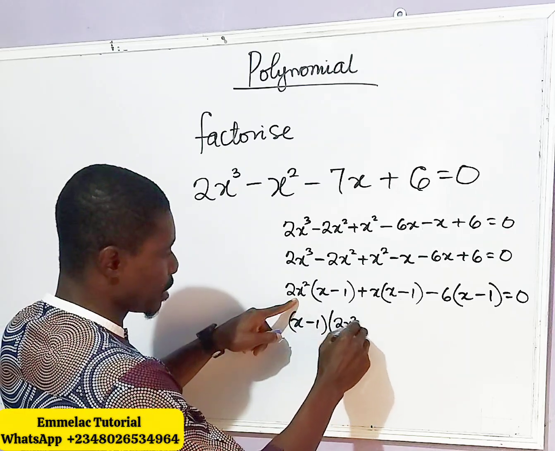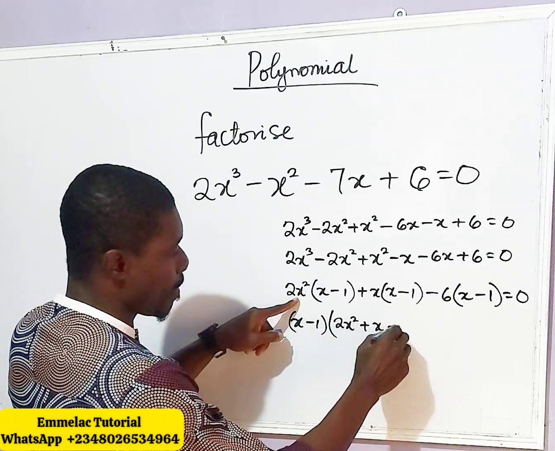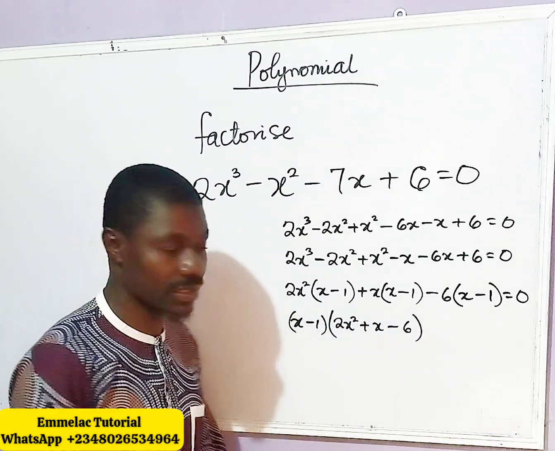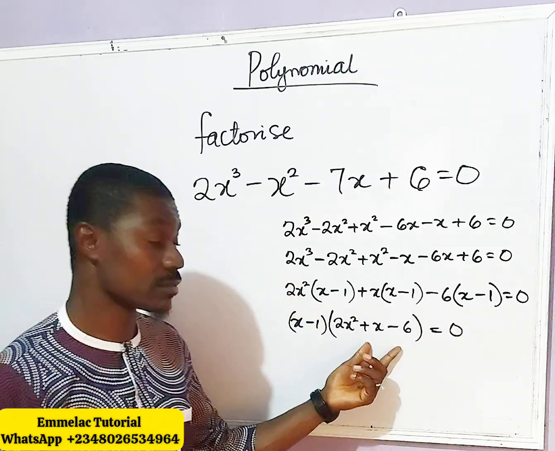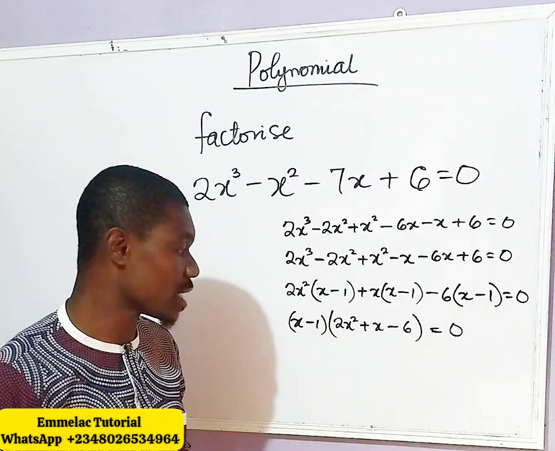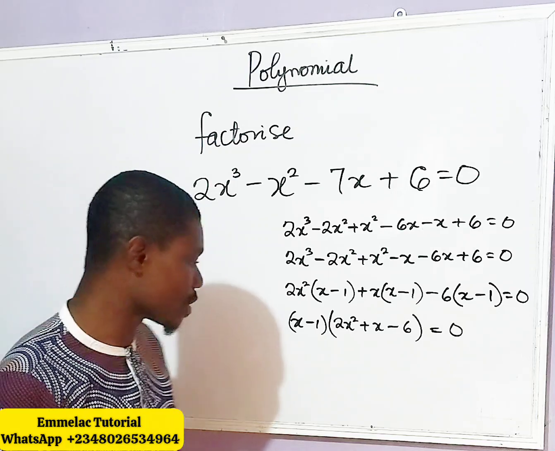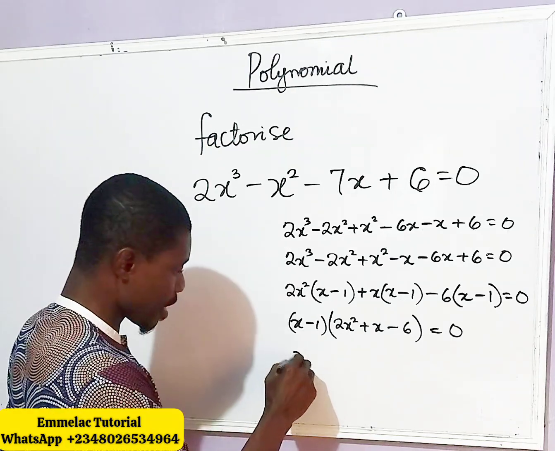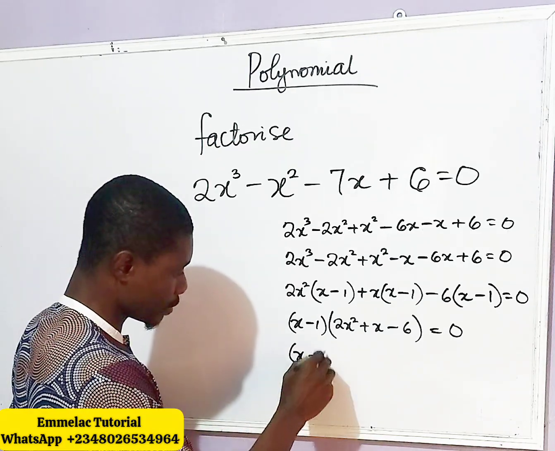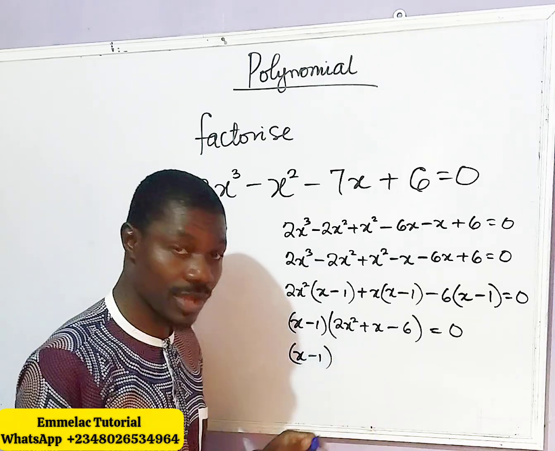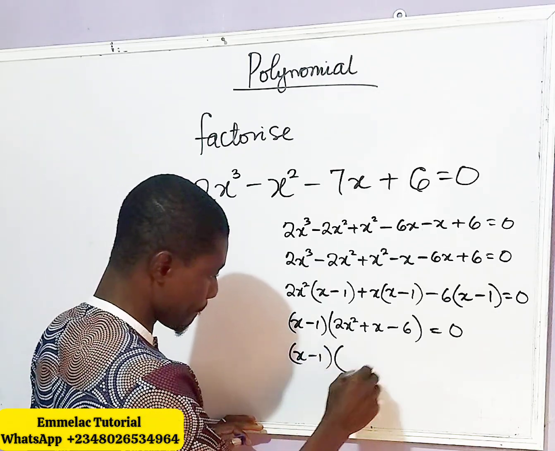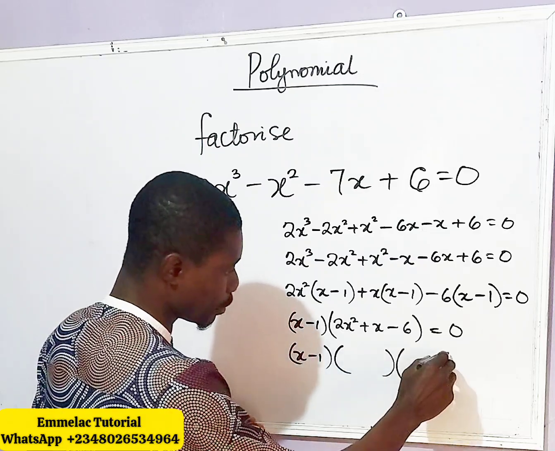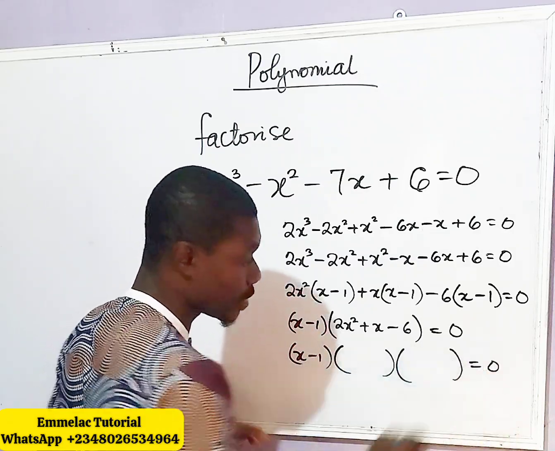We are left with 2x squared plus x minus 6, right? Then equals 0. So this is now a quadratic that we can factorize also. So this is x minus 1. Now let us factorize the quadratic here. Just open two parentheses like this, equals 0.